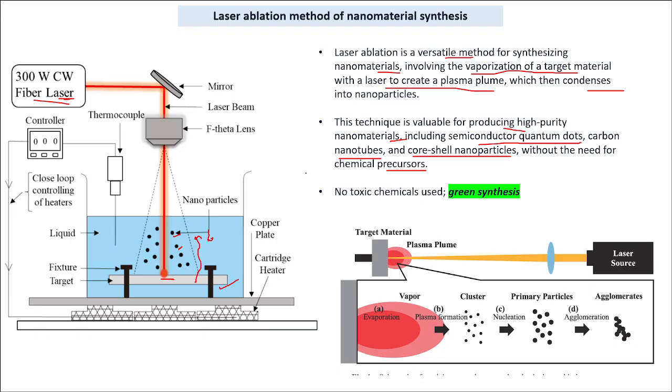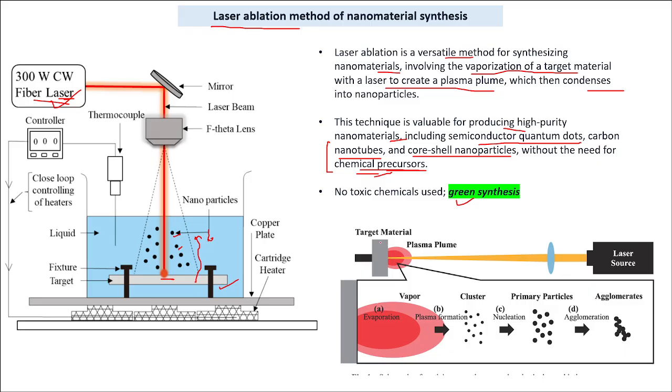So one important thing that you need to focus on for this particular method is there is no chemical precursor involved, because this is the target material, and this is the driving force, this laser beam that is falling on it. So there are no chemical precursors involved. Because there are no chemical precursors or harsh chemicals, organic solvents being involved, we label it as green synthesis. And usually in today's time, this green synthesis is mostly preferred.